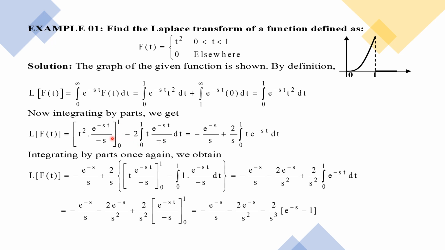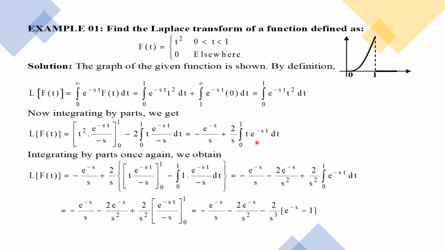Now if we solve this term, use the upper limit: 1 square e power minus s1 over minus s. By using the lower limit t is 0, it whole becomes 0. So we have minus e power minus s over s. Minus into minus gives plus, 2 s taken outside the integral, so 2 over s, 0 to 1 t e power minus st. Again use integration by parts here. So the first term we have e power minus s over s, this is resolved, plus 2 by s.